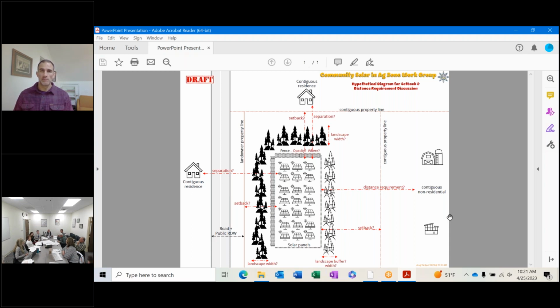Has any thought been given to grandfathering in these projects that are currently in the process? If this code is completely changed, what about the ones that are in the process now that were following the code that was in place at the time? So that's not a staff decision, that's a commissioner decision.